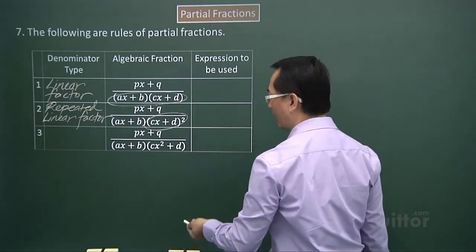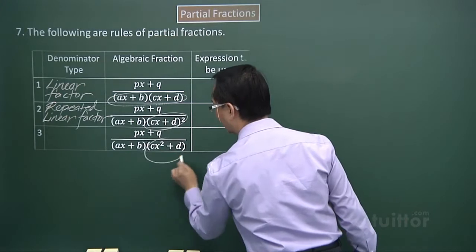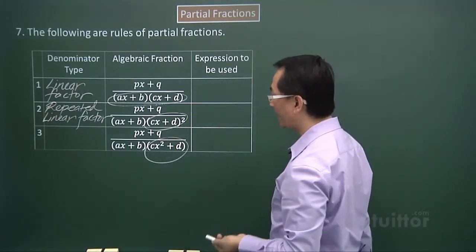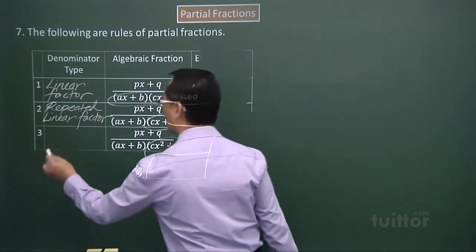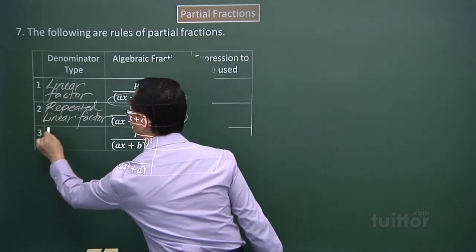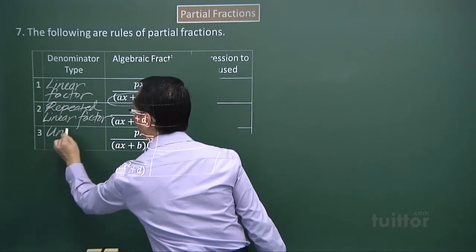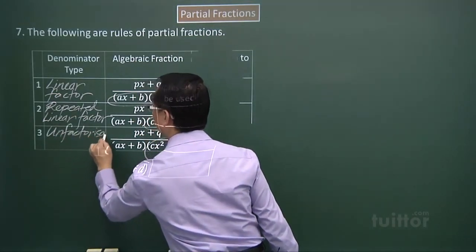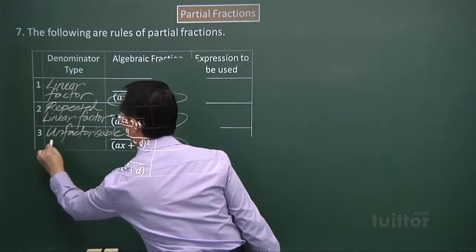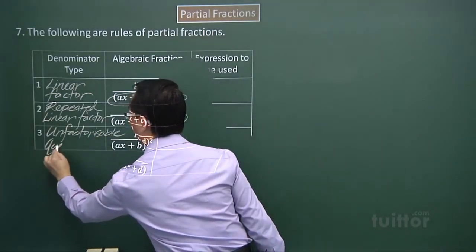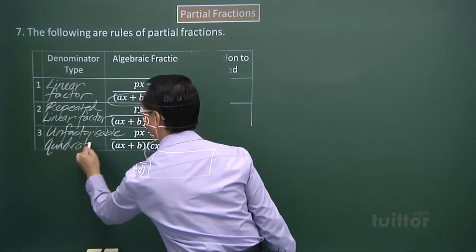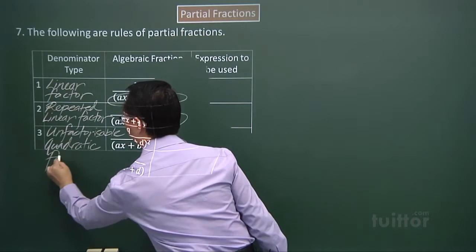For type 3, the focus is on this. That is a quadratic expression that cannot be factorized. So, unfactorizable quadratic factor.